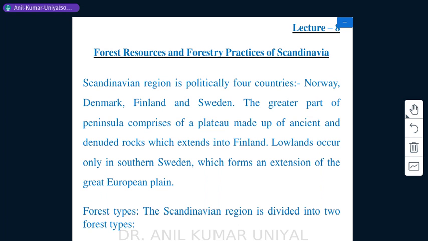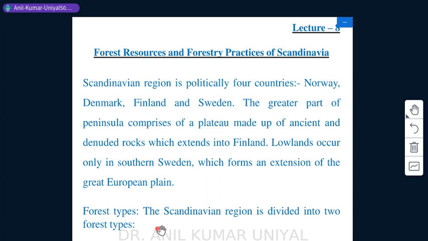Okay, the greater part of the peninsula comprises a plateau that is made up of ancient and denuded rocks, which extends into Finland. Lowlands occur only in southern Sweden, and form an extension of the Great European Plains. Next we have forest types.